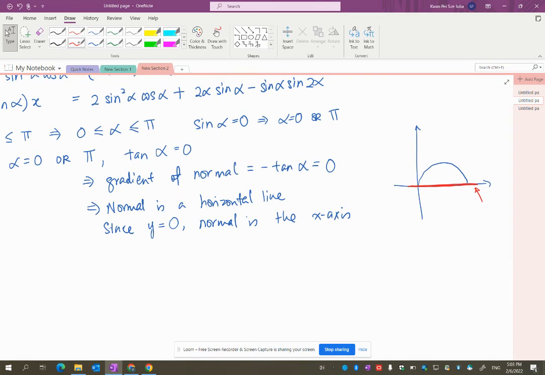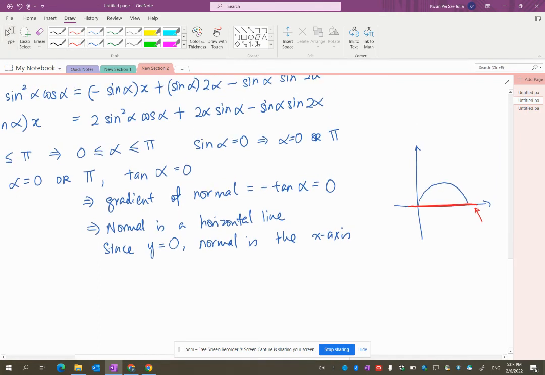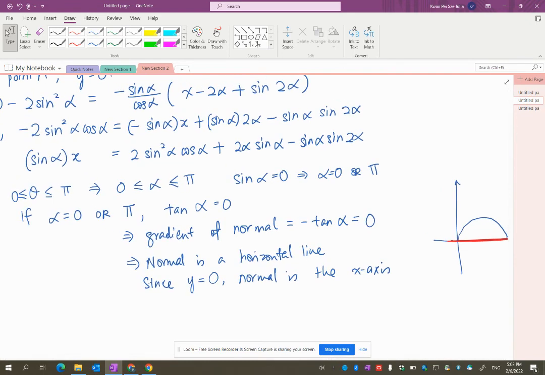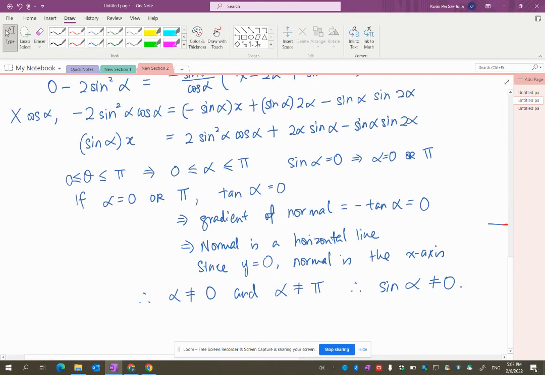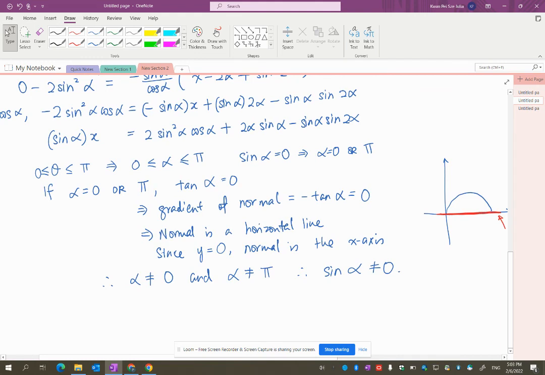Hence, we say that alpha cannot be 0 and alpha cannot be pi if we want to talk about point A. So this means that sine alpha cannot be 0. So we have verified that sine alpha is non-zero. Now we are going to divide throughout by sine alpha.